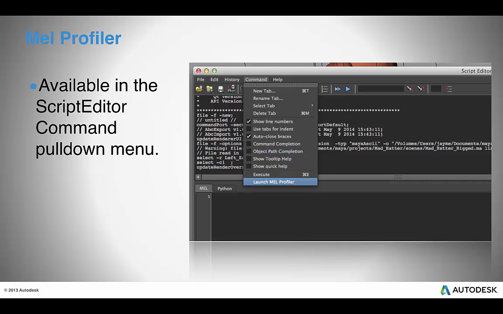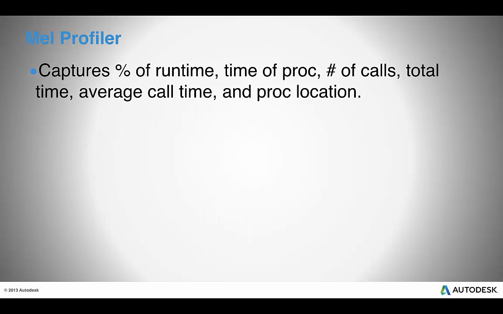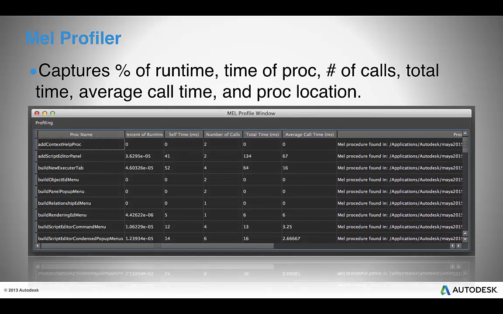And that will pop up a window that captures the percentage of runtime, the time of a proc, the number of calls to that proc, the total time that it takes to compute, and the average call time, as well as the location on the file system where that procedure or proc is located. The Mel Profiler window looks like this. It's a spreadsheet much like the Digi Profiler. And what we'd like to do now is to give you an idea what they look like and how they operate.